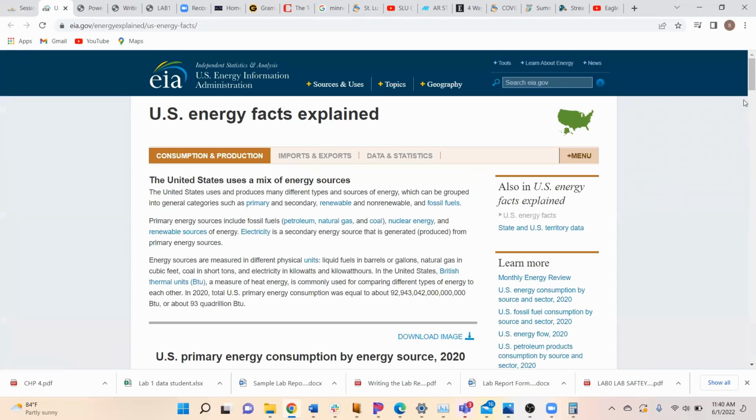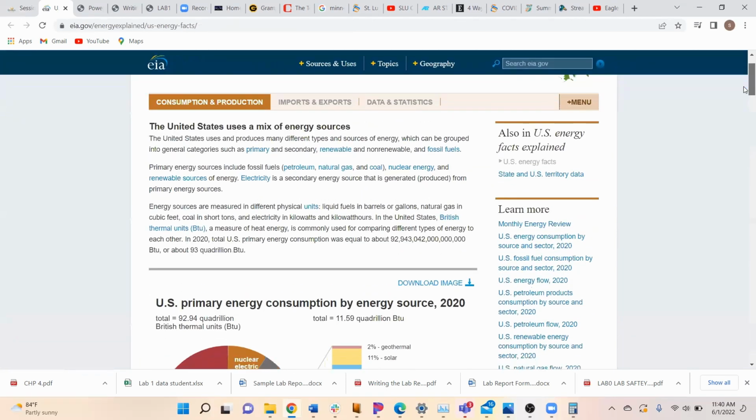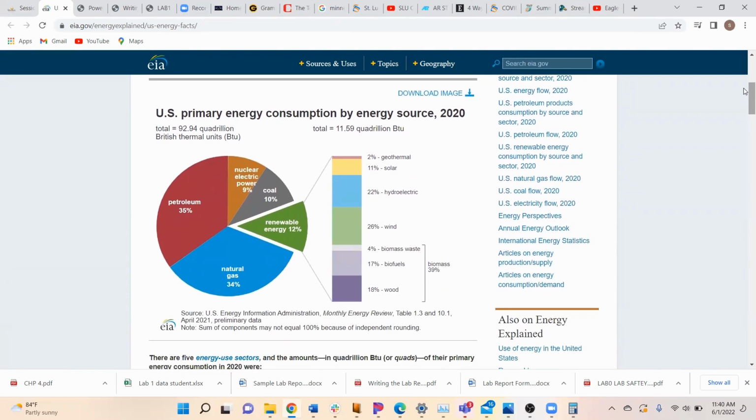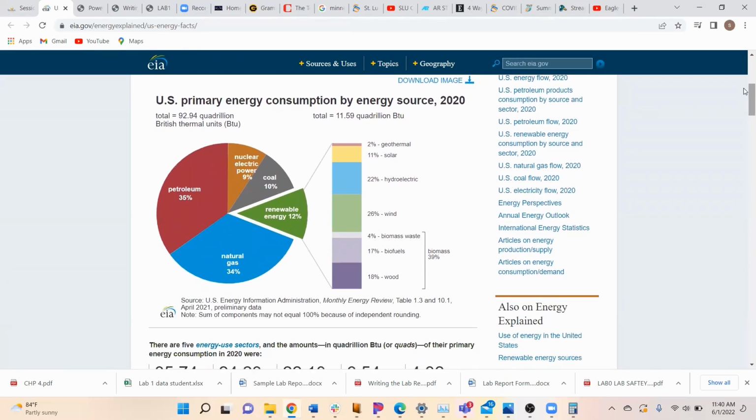Energy Information Administration, and it describes the types of energy that are used in the United States in terms of what are the sources, what is renewable and non-renewable, etc. So I'm going to leave it for you to read. Here you can see in this graph that most of the energy that is used, about 45%, is petroleum. Following that, we have natural gas, nuclear, coal, and also renewable at 12%. And of course, you have the different types of renewable. We have geothermal, solar, hydroelectric, wind, biomass waste, biofuels, wood, etc.